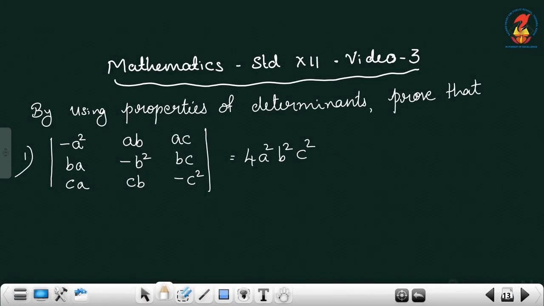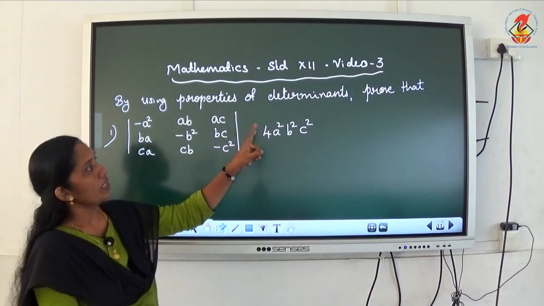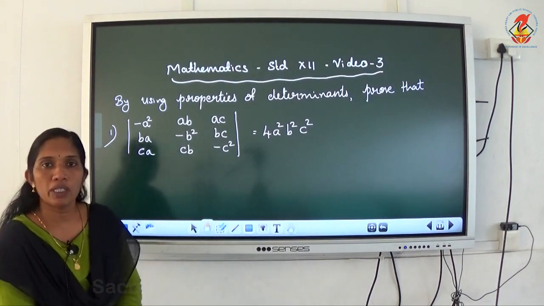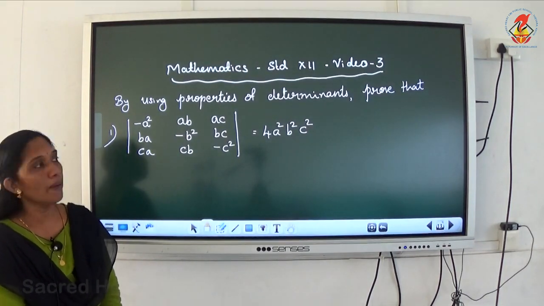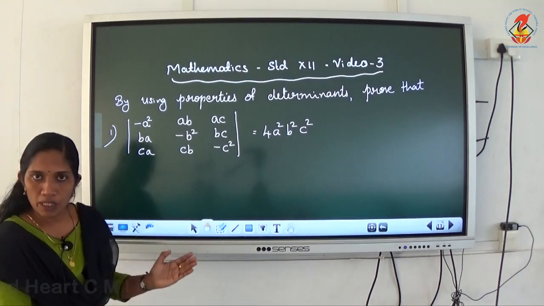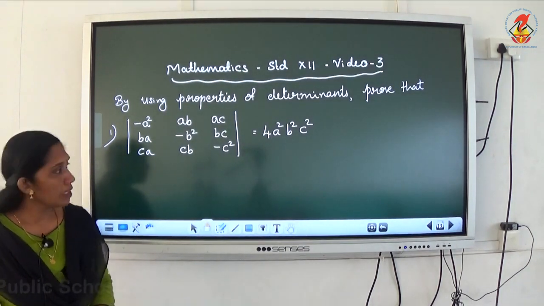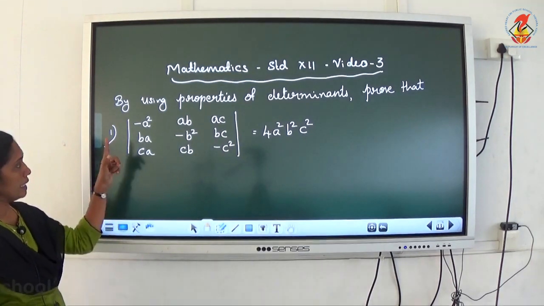Welcome back, children. We can continue the problems of properties of determinants. By using properties of determinants, prove that. So this section is very important, one sure question for board exam. Maybe a 6-mark question or definitely a 4-mark question. So it's very important. Look at the question.